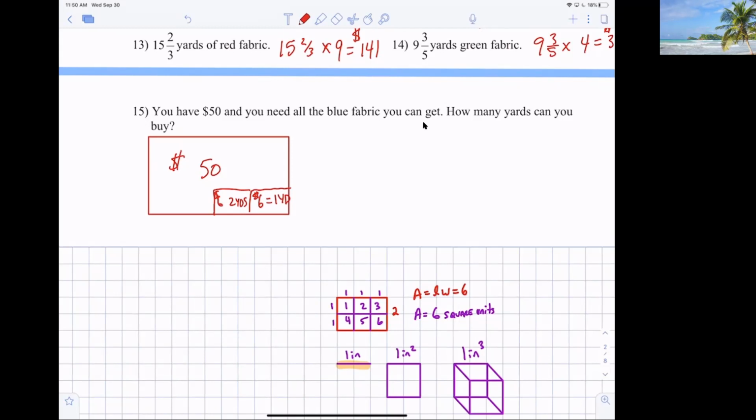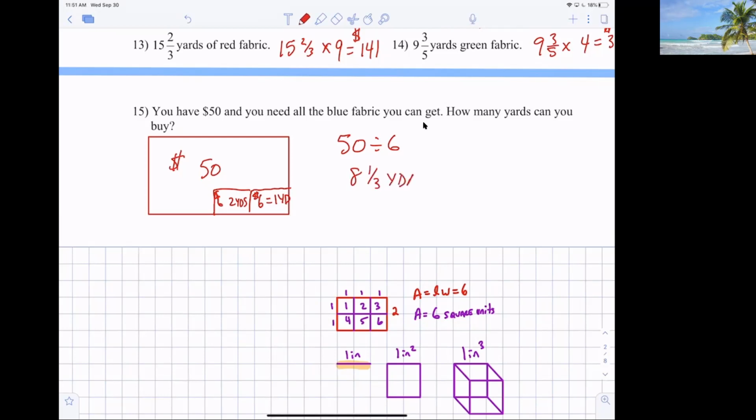All right, so now everybody take out their calculator and do 50 divided by 6. And if I do 50 divided by 6, what is it? 8.3. Now, we know 0.3 repeated is what fraction? 3/9. Which reduces to? 1/3. So we should say we can buy 8 1/3 yards.